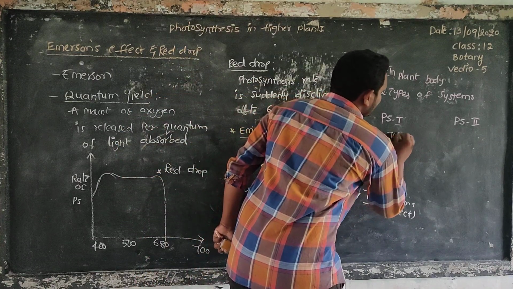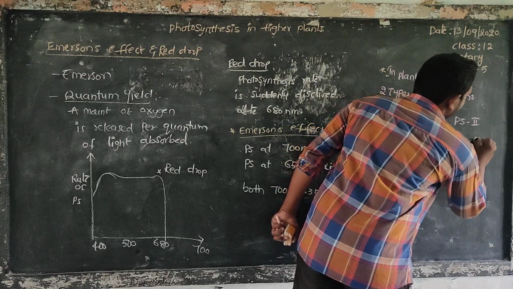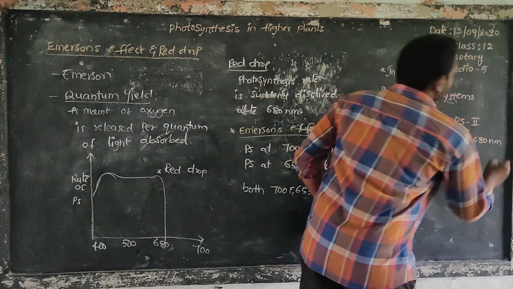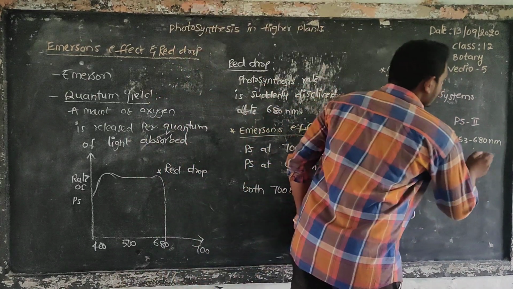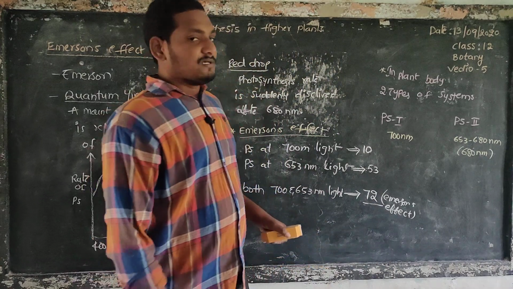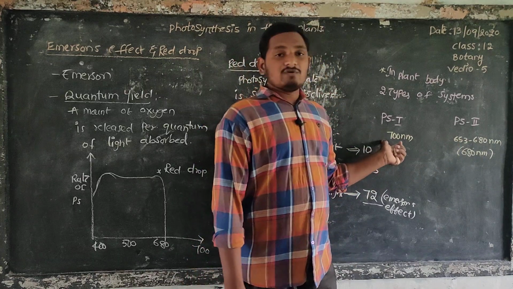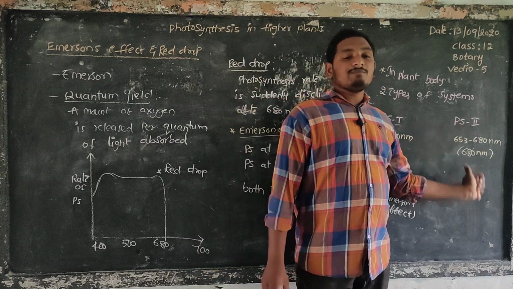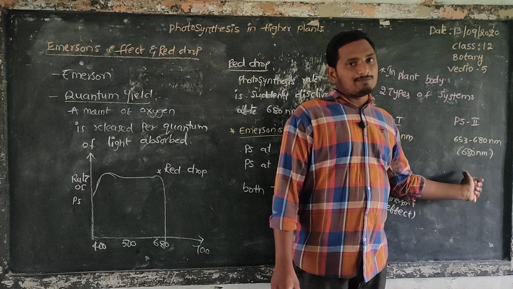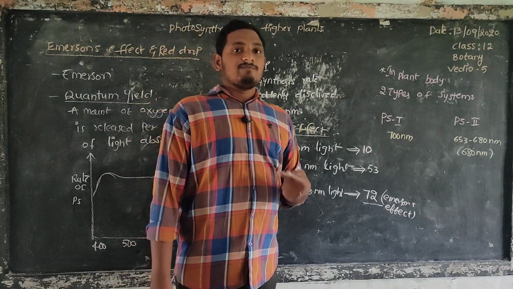PS1 mainly absorbs 700 nanometers of light. PS2 absorbs 653 to 680 nanometers of light, which we generally call 680 nanometers of light. So photosystem 1 takes up 700 nanometers of light and photosystem 2 takes up 653 to 680. That's why both photosystems are working in the plant body, as mainly proposed by Emerson and his colleagues.